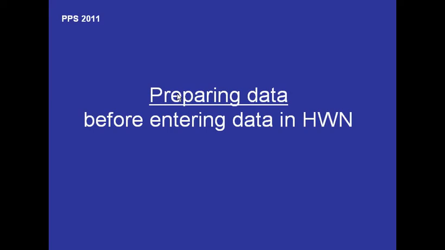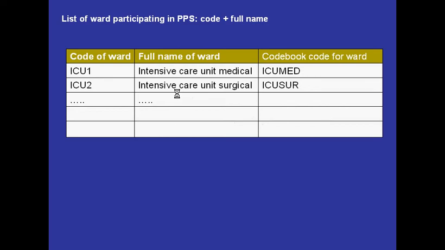This is the data that you will be trying to collect during the PPS. This is mainly three form types, which we will first briefly show and then talk about in more detail. The first is a list of wards that will participate in the PPS: their code, which you will give to them yourself, the full name of the ward, which again you can choose yourself, and the code that is supplied by the codebook for that specific type of ward. In our example, we've chosen ICU1, ICU2, the name of it, and we've looked for the code in the codebook.